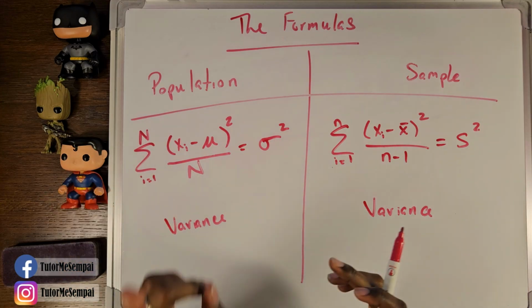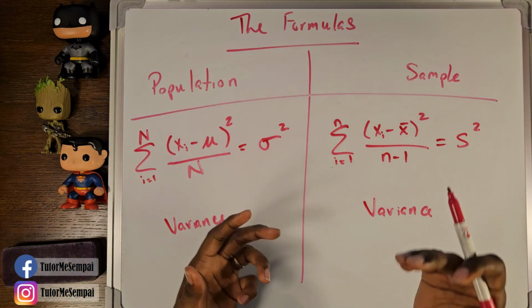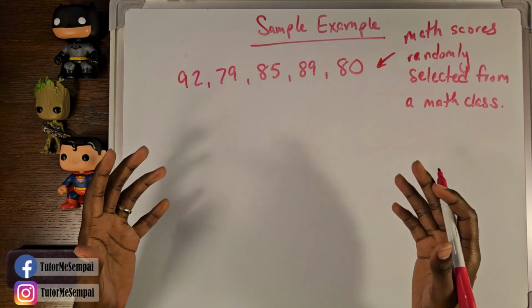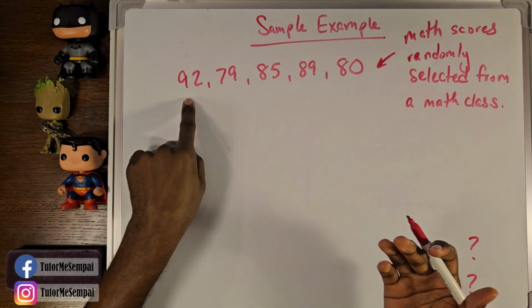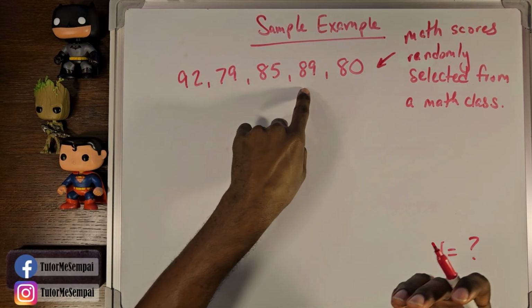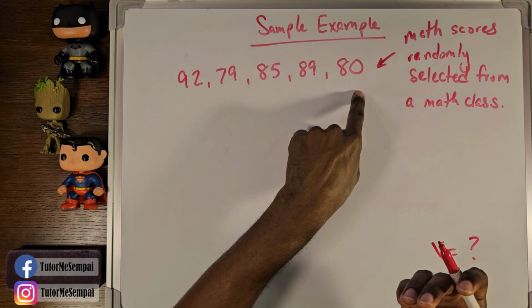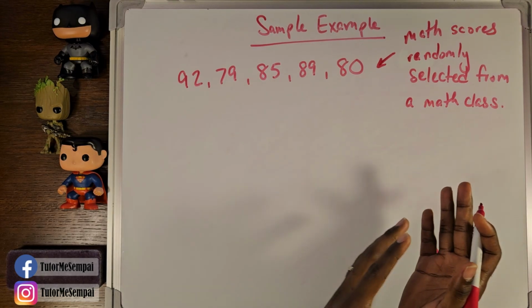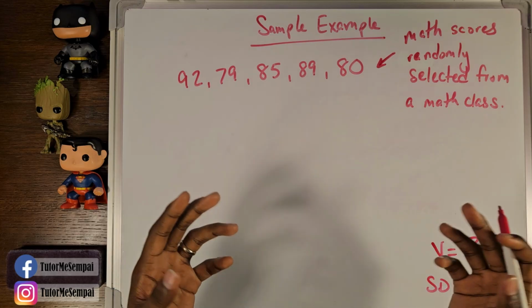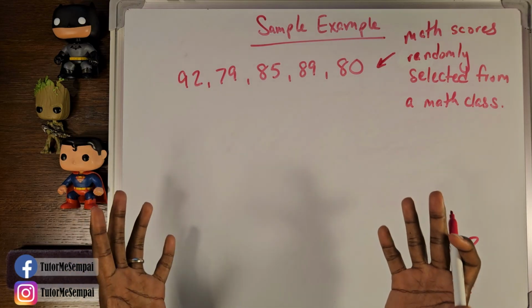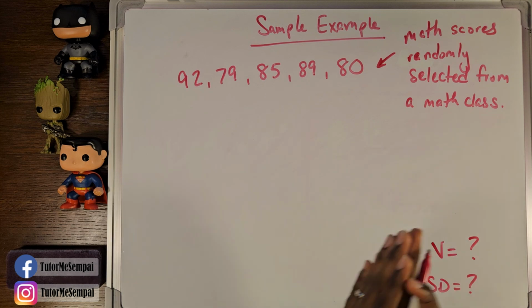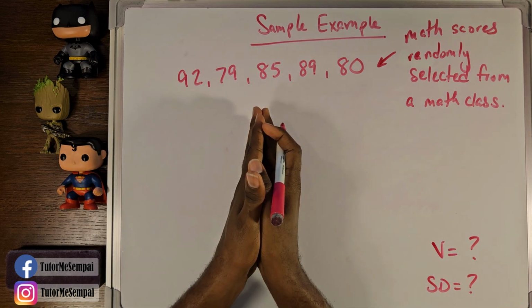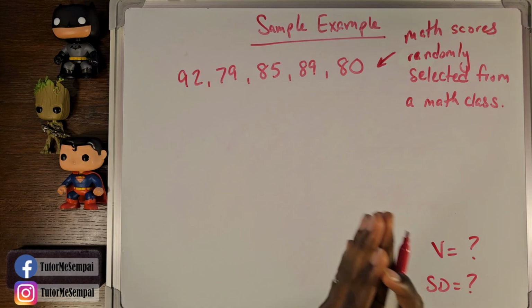So let's jump into two examples so we can put these formulas to practice. So let's say we have this group of numbers here: 92, 79, 85, 89, and 80. And we're told that these are math scores randomly selected from a group of math students' test scores. Now you have to ask yourself, if we need to find the variance and the standard deviation, what does this represent? Is this a population or is it a sample?